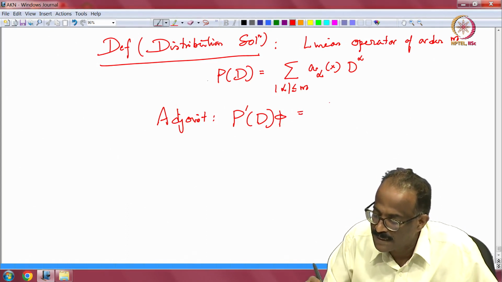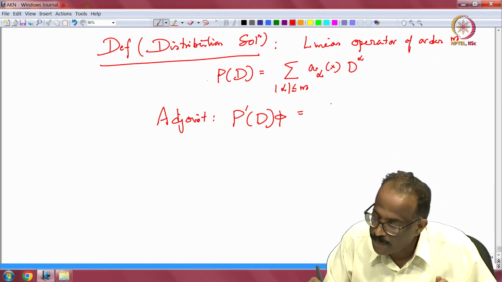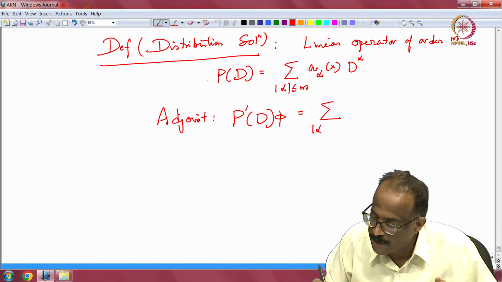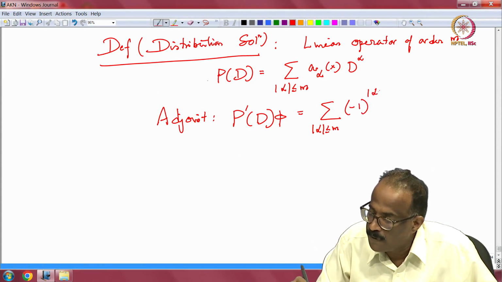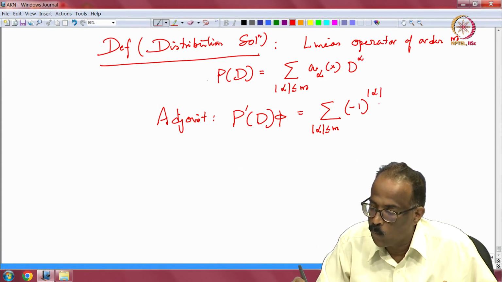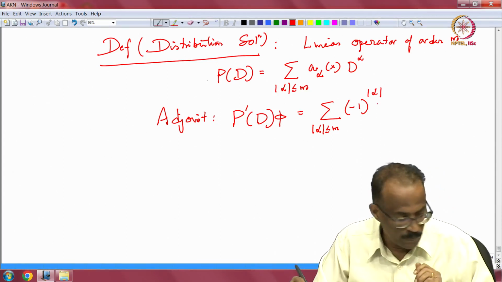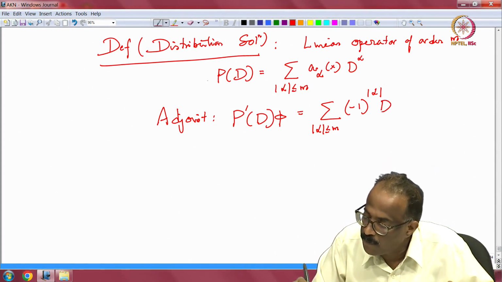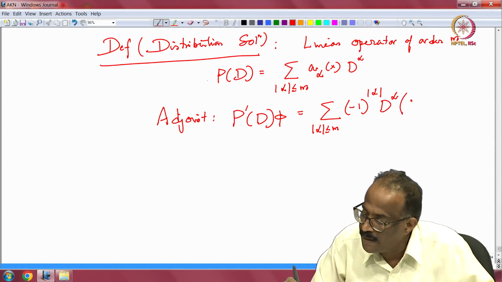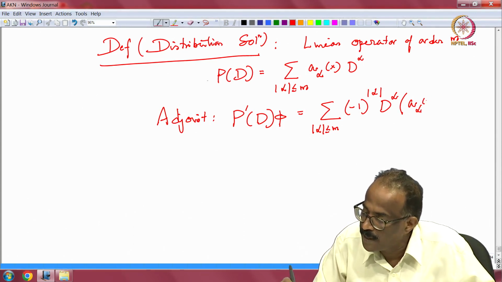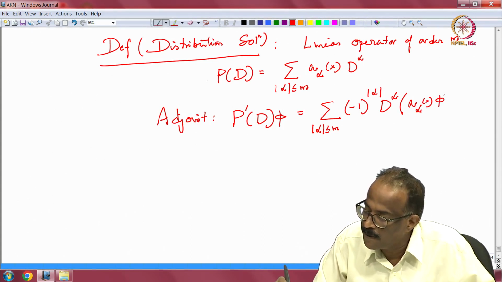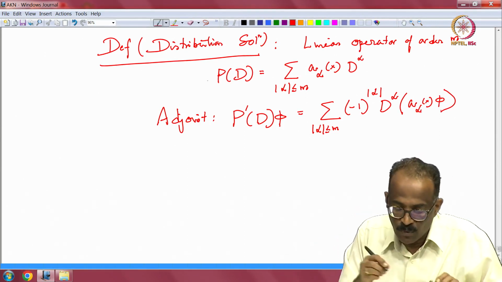You can do that: the sum over mod alpha less than or equal to m of (-1)^|alpha| D^alpha of a_alpha(x) phi. Each time, because you are doing integration by parts, you get minus 1 to the power mod alpha. It has to combine, because once you act it, it will come as a_alpha(x) phi. So what is the definition now?